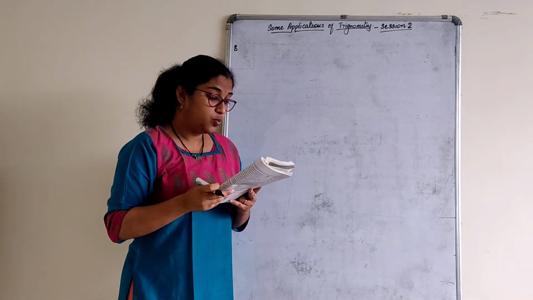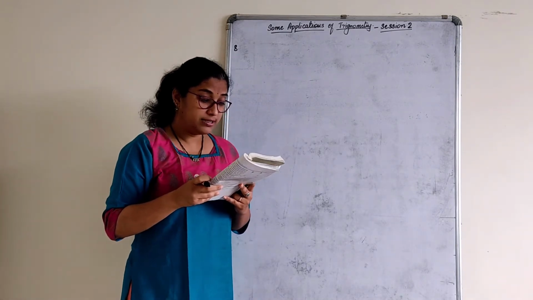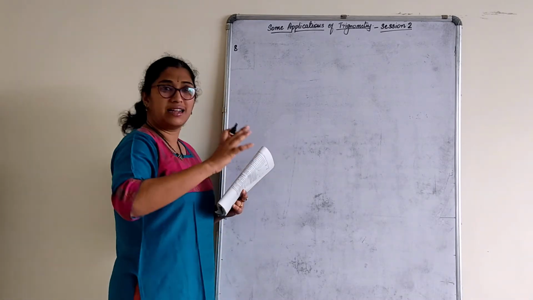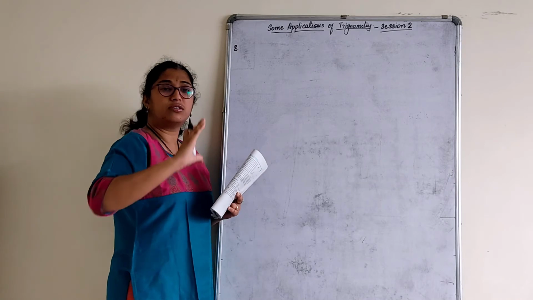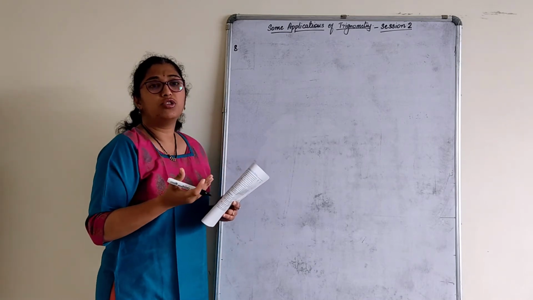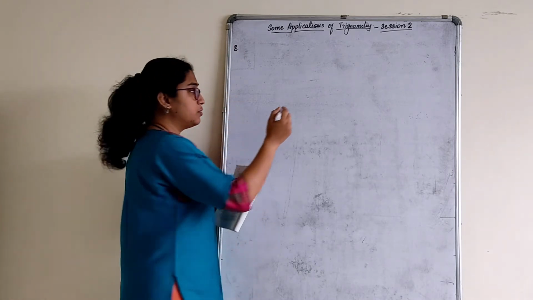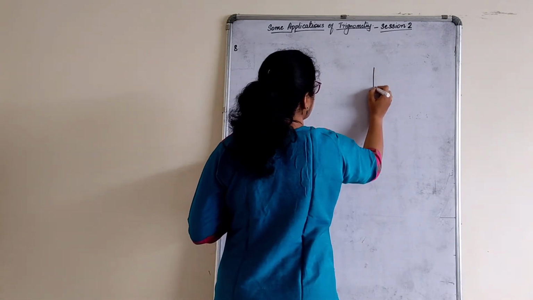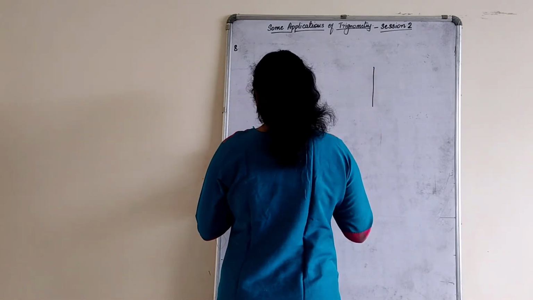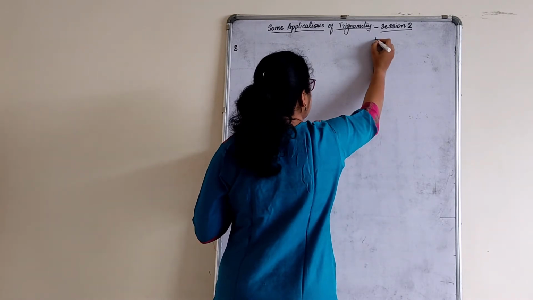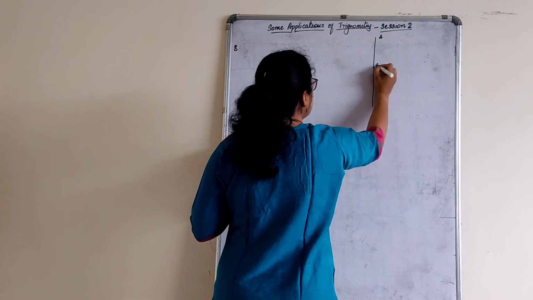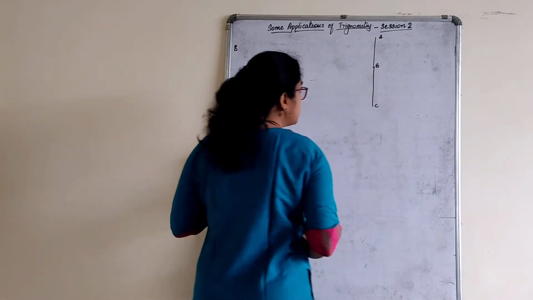A statue 1.6 meter tall stands on the top of a pedestal. A pedestal is like a stand or stool, so the statue is standing on that. Usually you have seen a statue standing on a pedestal only. If I consider this is the pedestal, right? So this is the statue which is standing on the pedestal. Let AB be the statue and BC be the pedestal.